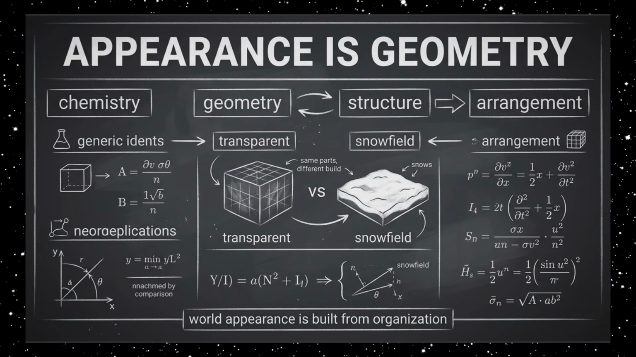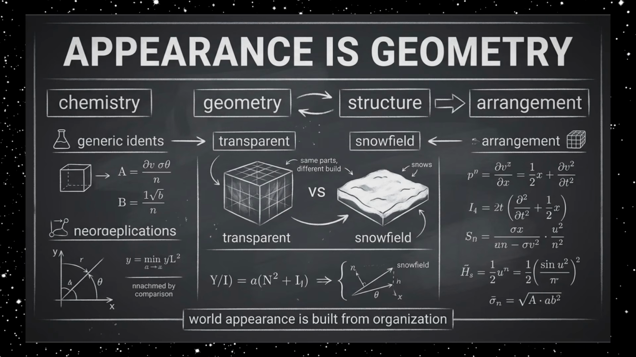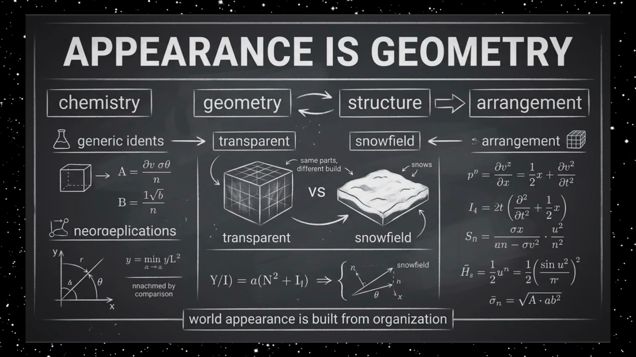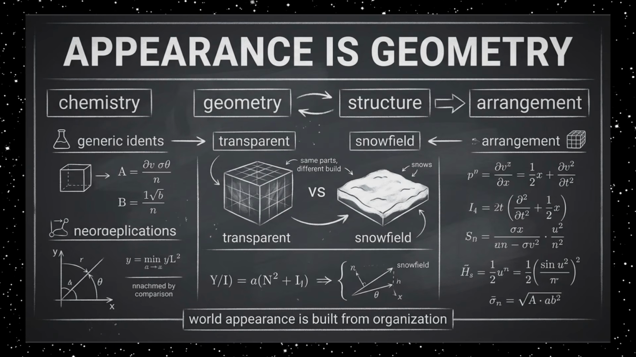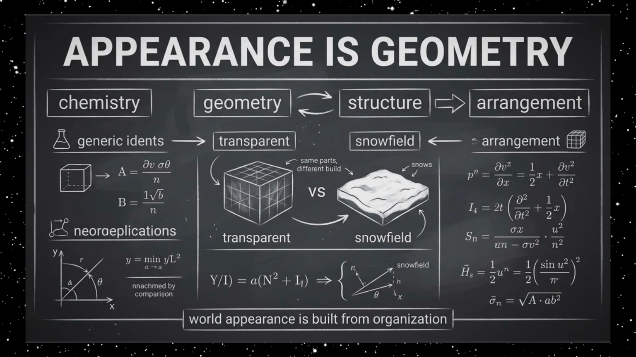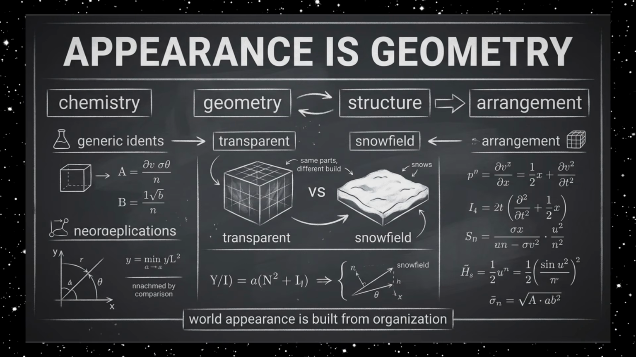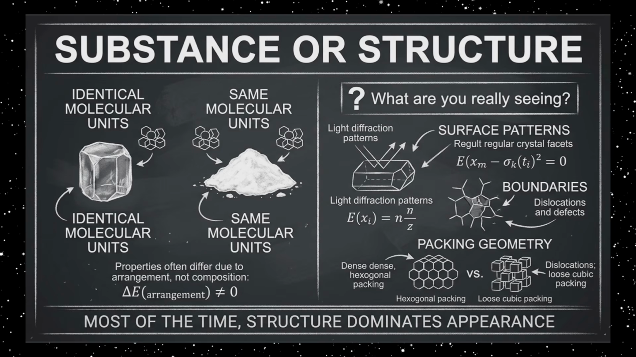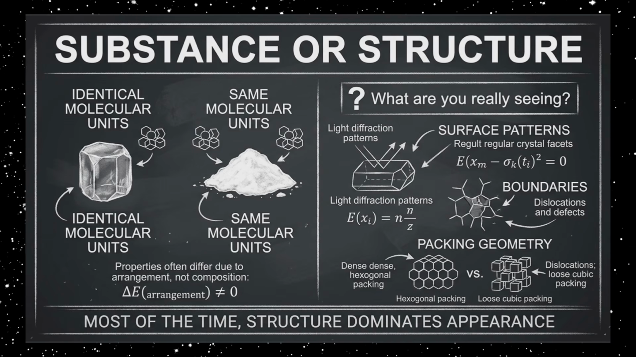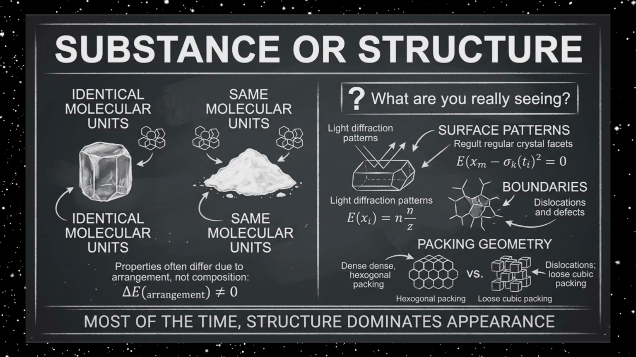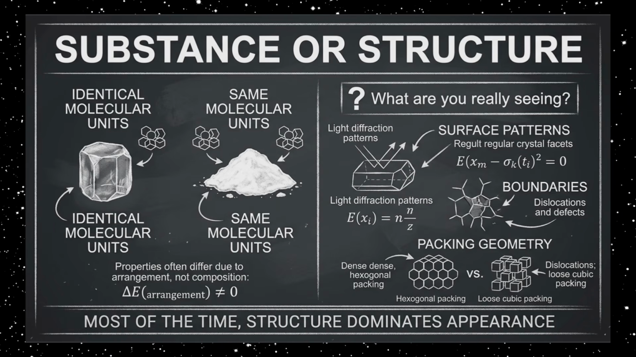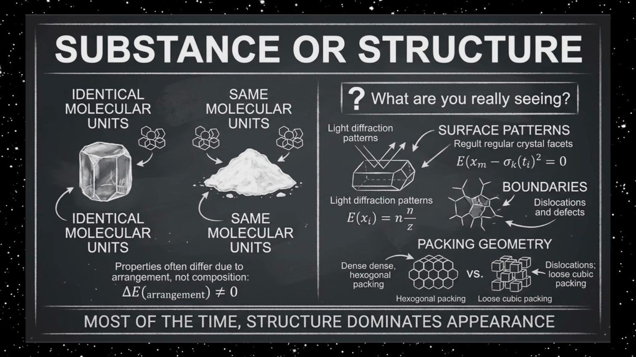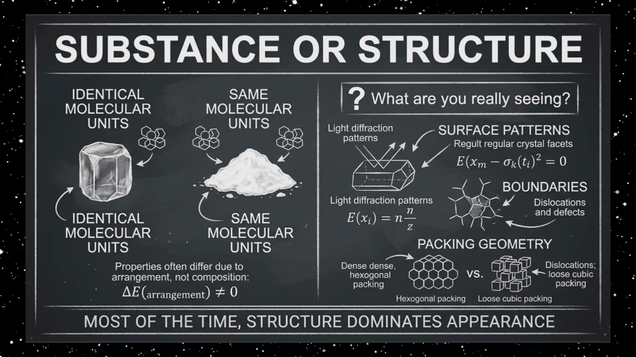But underneath that answer is something even more interesting. The interesting thing is that the world's appearance is not just chemistry. It is geometry. It is structure. It is arrangement. The same parts can build a window or build a snowfield, can build a transparent block or a brilliant white powder, can build a thing you see through or a thing you can barely look at. And this is something to think about the next time you look at the world. Are you seeing the substance, or are you seeing the structure? Most of the time, you are seeing the structure, and you do not even realize it.